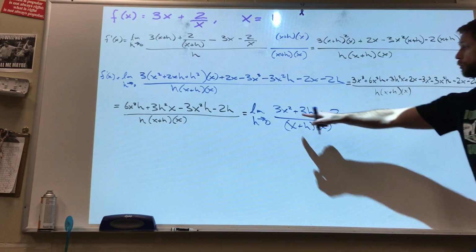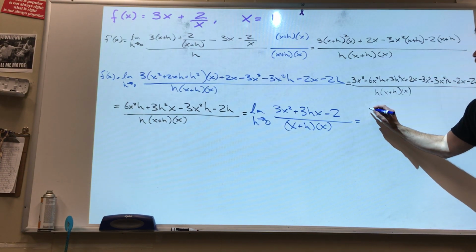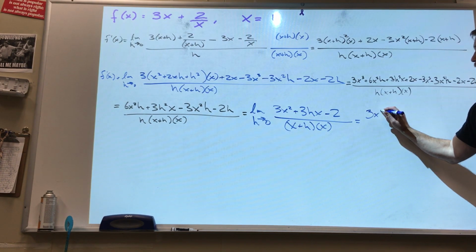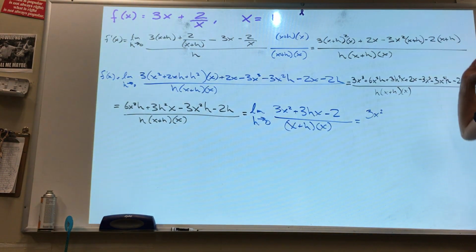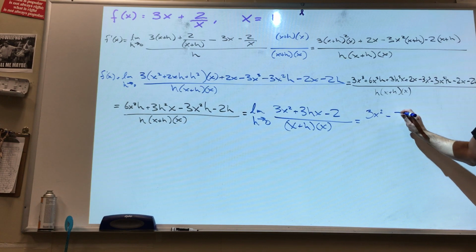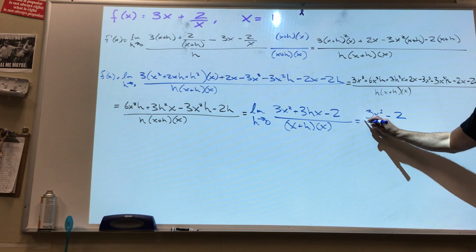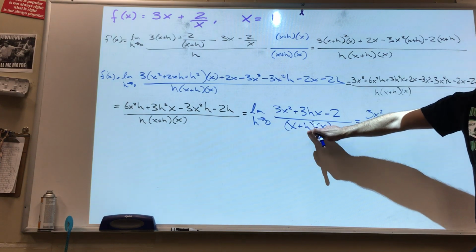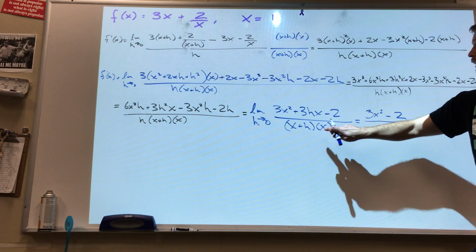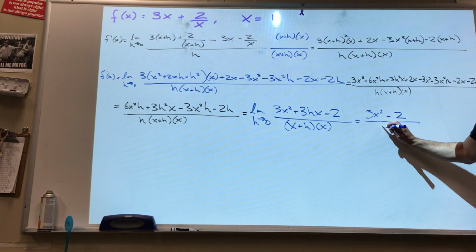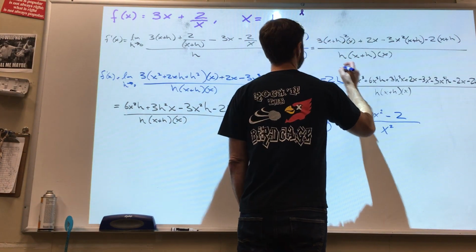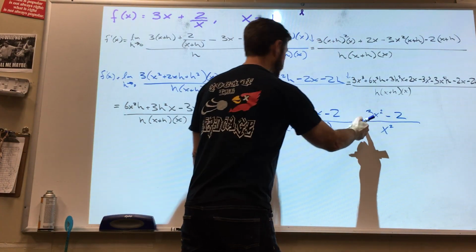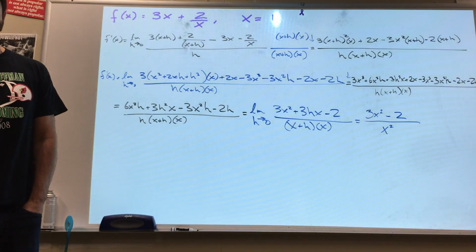So the limit equals 3x squared, with h being 0 doesn't change a thing. 3hx when h is 0 is just 0. Minus 2, because that doesn't change. All over x plus 0 is x times x. So x times x is x squared. So the limit is truly gone here. I should have had all of my limit notation. The limit is truly gone because I just applied the limit.